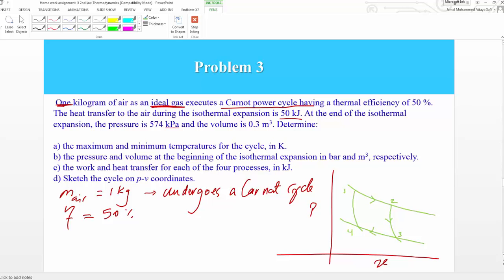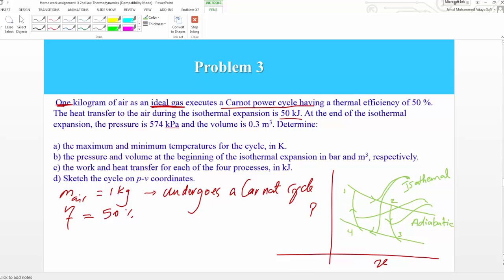It's a heat engine, and we explain that this one and this one are isothermal, and this one and this one are adiabatic. Now it can also be polytropic, for example. So the problem is expecting that you know this, because then it starts to tell you about the heat transfer to the air during the isothermal expansion.